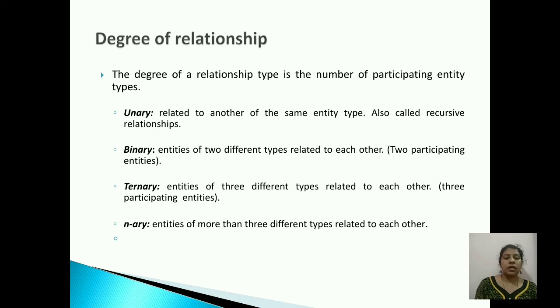Binary means there will be two different entity types participating in the relationship. Ternary means entities of three different entity types are related to each other. Then it is called a ternary relationship. Then comes n-ary. N-ary relationship means more than three different types of entities are participating. Then it is called an n-ary relationship.